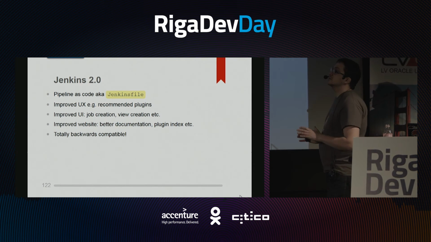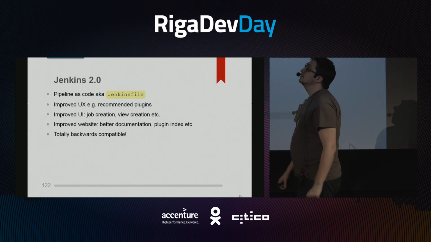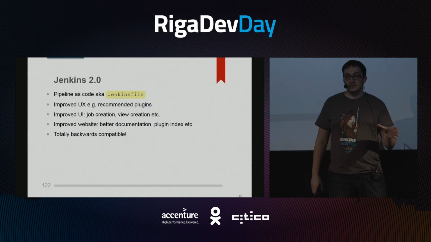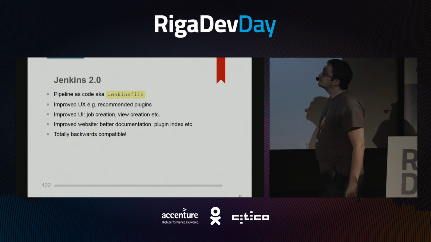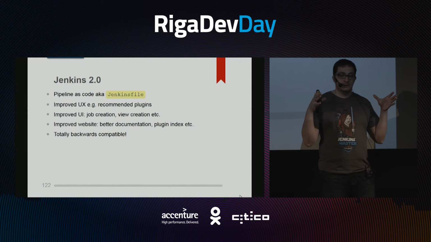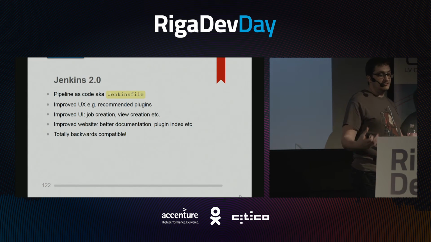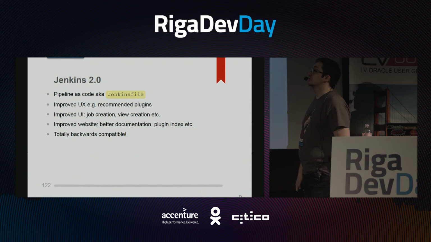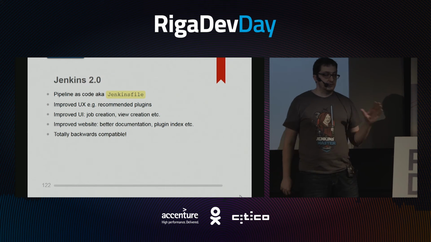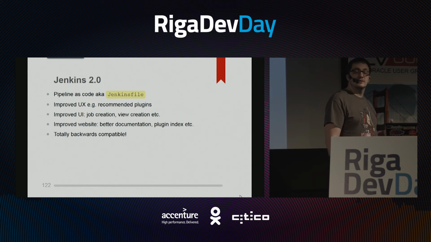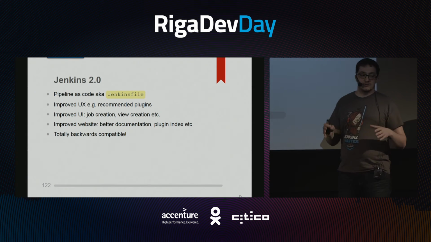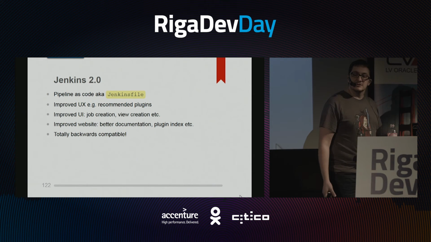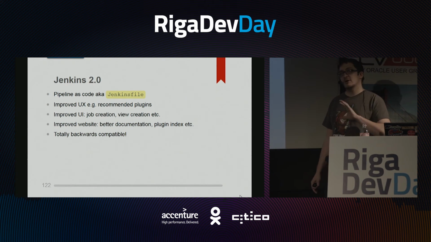They're going to introduce pipeline as code, like a Jenkinsfile. So it's going to be similar to the Gemfile or Dockerfile approach, when you define the pipeline of your builds inside a Jenkinsfile, which can also, of course, be stored in version control. They're going to improve the UI or the UX of the product, and especially one thing that they're going to introduce is that when you install a new instance of Jenkins, you will get some recommendations.